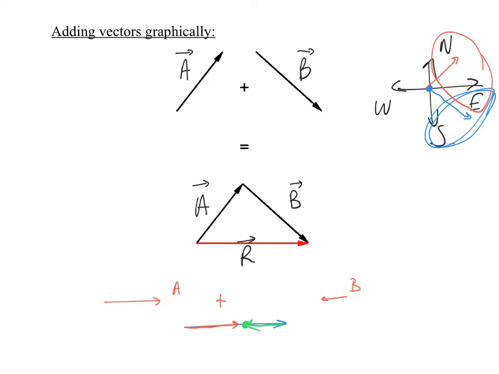So vector A might be 7 centimeters. Vector B might be 10 centimeters. I can't just say 7 plus 10 is 17. Clearly, they're not in the same direction. So R is not just the sum of those two mathematically. So let's go into the next few parts to see how we're going to work that through.